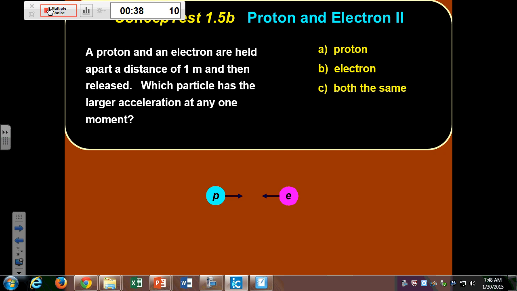Just a few more seconds. So most of you have the wrong answer right now. Let me help you out a little bit. Proton and electron are different. How are they different? Their masses, they are a lot different, right? So a proton is much more massive than an electron. It's like 1,800 times more massive than an electron. So how does that affect the acceleration then? If the proton is a lot more massive, how does it affect the acceleration?